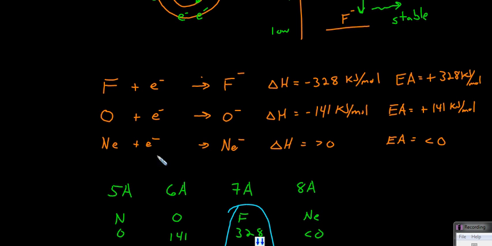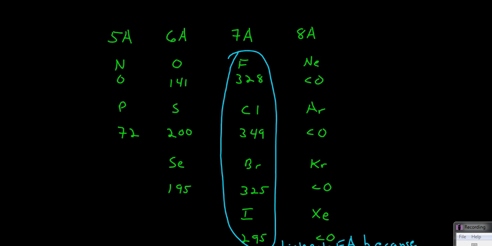Yet, neon, if it accepts an electron, yes, it might be somewhat stabilizing for the electron to come near the nucleus, but there's a lot of destabilization that occurs because of the negation of the noble gas configuration. Neon had a noble gas configuration. It had a filled valence shell, but accepting another electron, it started filling the next valence shell and therefore was not as stable. So this is an endothermic process that has a positive delta H, and so therefore the electron affinity is negative.